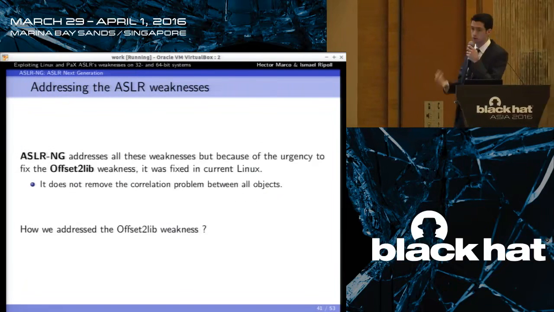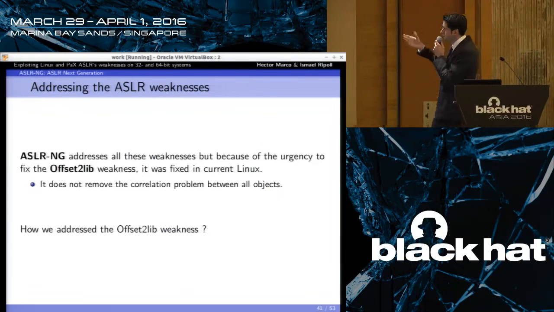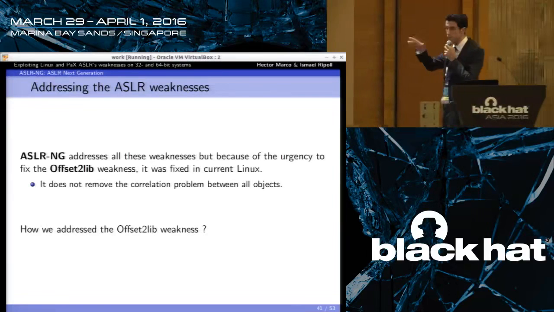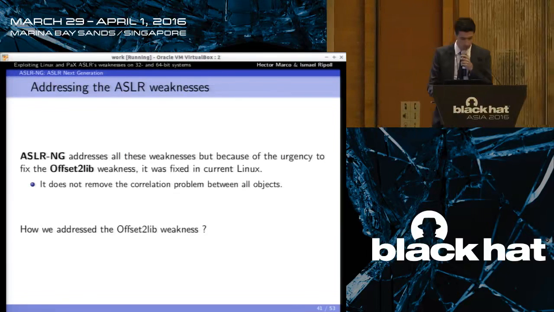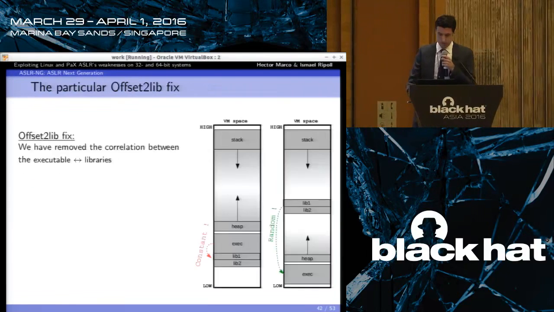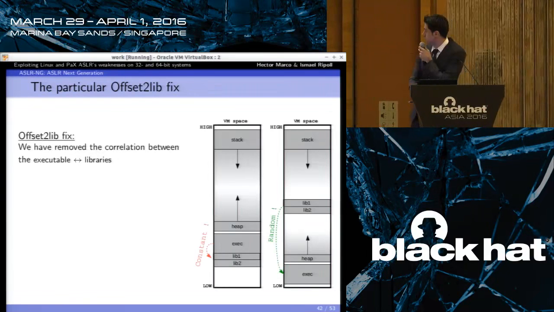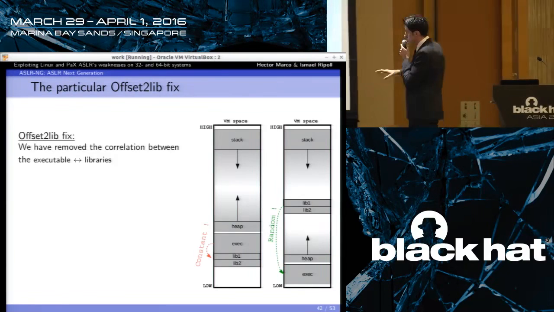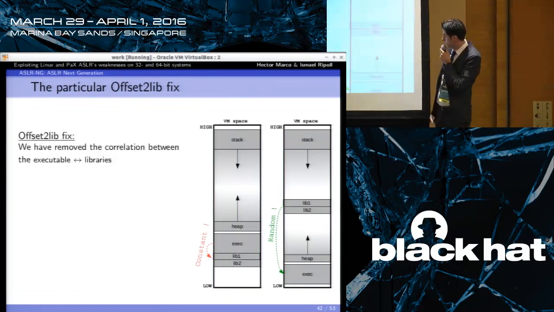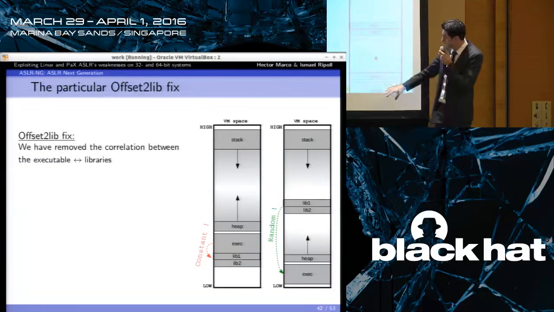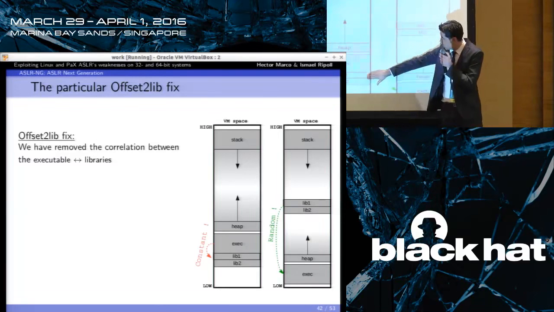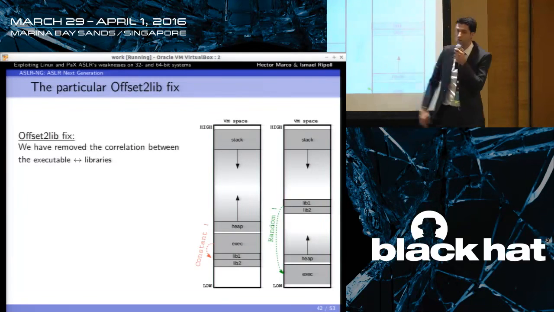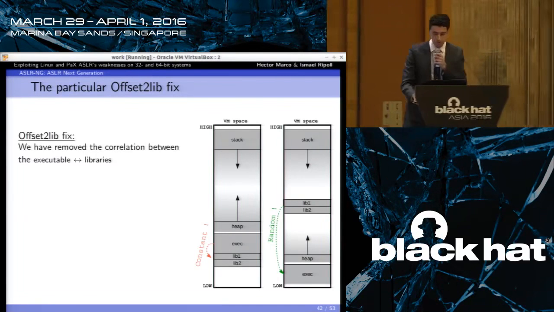We are also going to present the address space layout randomization next generation, which of course avoids this weakness and the other four presented by Ismael. But it's worth mentioning quickly how we solve this correlation problem. As I said before, the problem is that the executable is joined to the libraries. So just by moving the executable far away from the libraries, the problem is solved. Okay?